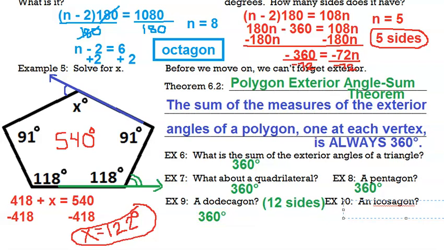How about an icosagon? I'm just throwing words out there just to see if you get the point. By the way, that one's 20 sides because I know a lot of you are going to hear that and be like, well, what is it? It didn't actually matter because the answer was still 360 degrees.